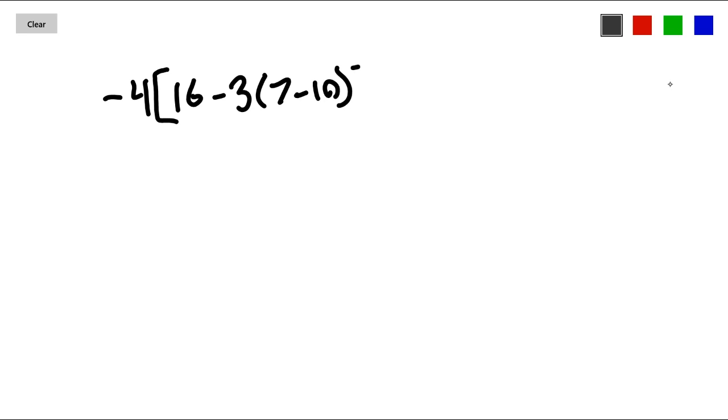Let's say that I had negative 4 times [16 minus 3 times (7 minus 10)]. So like the example before, I'm going to take care of everything inside of the brackets first and apply PEMDAS or GEMS to everything inside of the brackets before I move on to stuff outside of the brackets. So I have a parentheses inside the brackets, so I'm going to take care of that first.